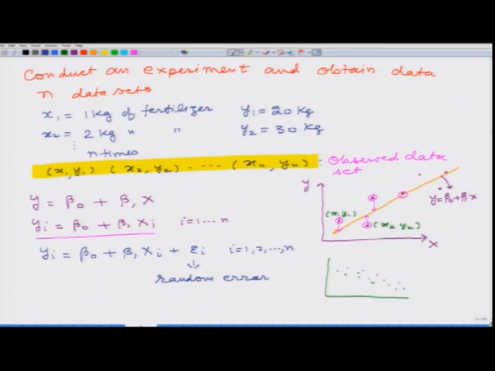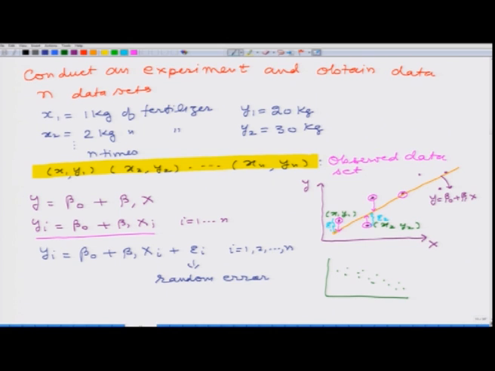So, I can assume here, for example, in the case of the first observation x1, y1, I can write that this difference is trying to denote something like epsilon 1. And similarly, when I go for x2, y2, this difference is going to be epsilon 2 and so on. In some cases, you can see that this epsilon 1 is the distance of x1, y1 from the line that we want to fit. And this point x1, y1 is lying above the line.